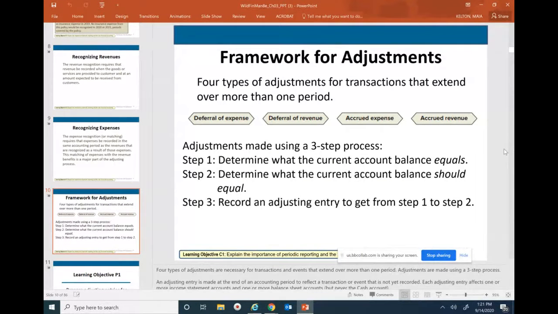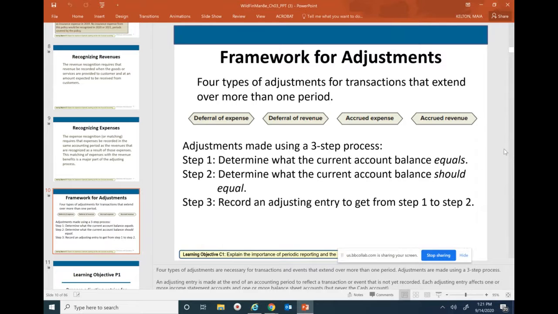Deferred expenses are really prepaid expenses, which we studied in chapter 2. Deferred revenues are really unearned revenues, which we studied in chapter 2. These are the more difficult journal entries that we'll be dealing with in this chapter. Accrued expenses and accrued revenues really are just like the original journal entries that we learned how to prepare in chapter 2. So today we'll focus mostly on defining the type of adjustment.